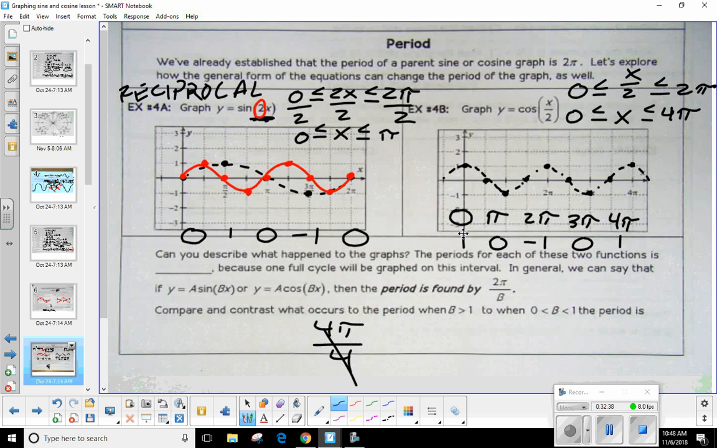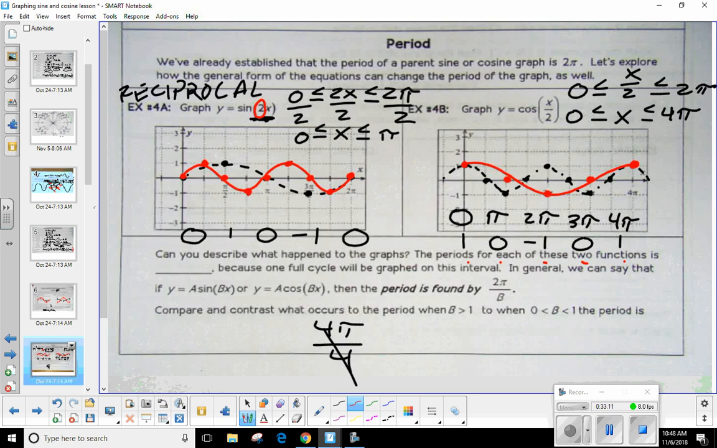I know I should have a point at (0, 1), (π, 0), then (2π, -1), then (3π, 0), and then (4π, 1). I'm just going right through these right here. What happened? This was horizontally stretched. Why did this result in a stretch?